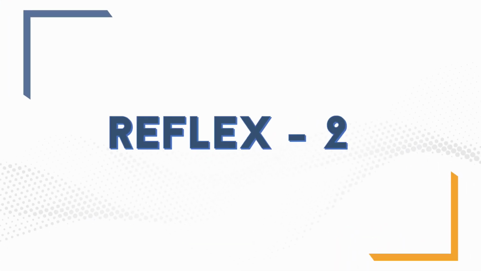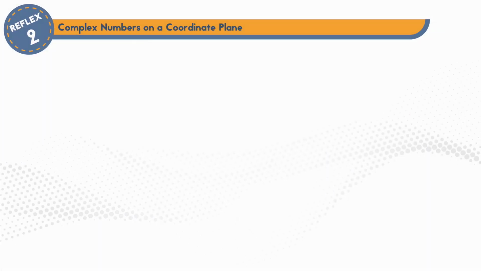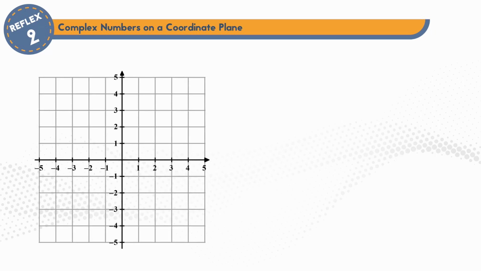Going into Objective number 2. Objective number 2, we're going to discuss complex numbers on a coordinate plane. Here we have a horizontal line and a vertical line. The horizontal represents the real axis, and the vertical represents the imaginary axis. We're going to write each coordinate shown on the grid as a complex number, a plus bi.